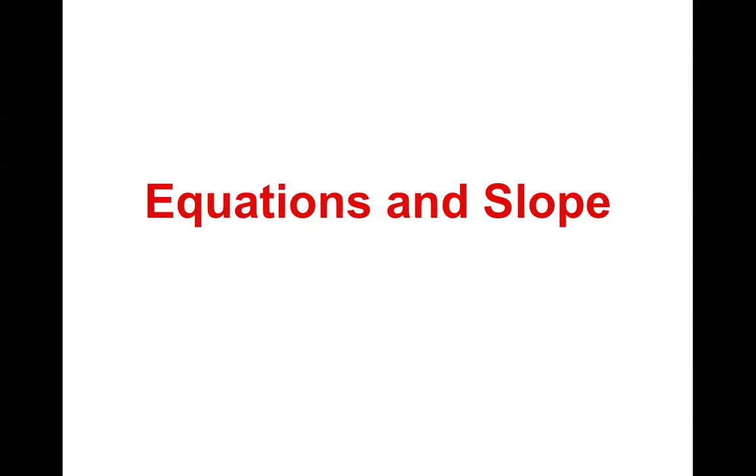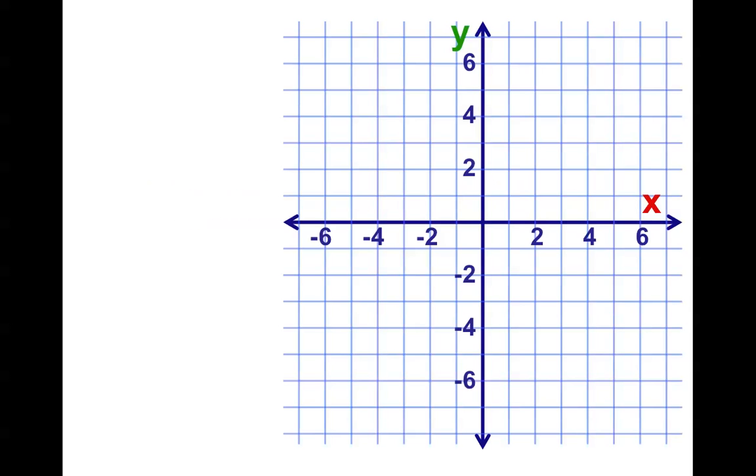So today we're talking about equations and slopes. We've talked about direct variation, and this will be very similar to direct variation with a few modifications. One, the line does not have to go through the origin, as you can tell.